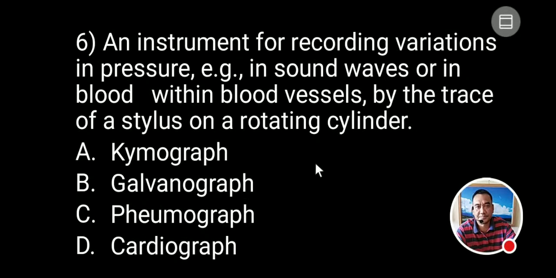Number 6. An instrument for recording variations in pressure, for example in sound waves or in blood within blood vessels, by the trace of a stylus on a rotating cylinder. Letter A, Kymograph. Letter B, Galvanograph. Letter C, Pneumograph. Or letter D, Cardiograph.